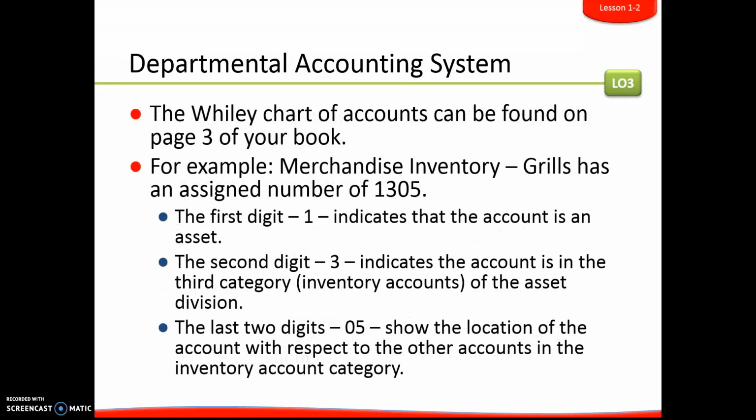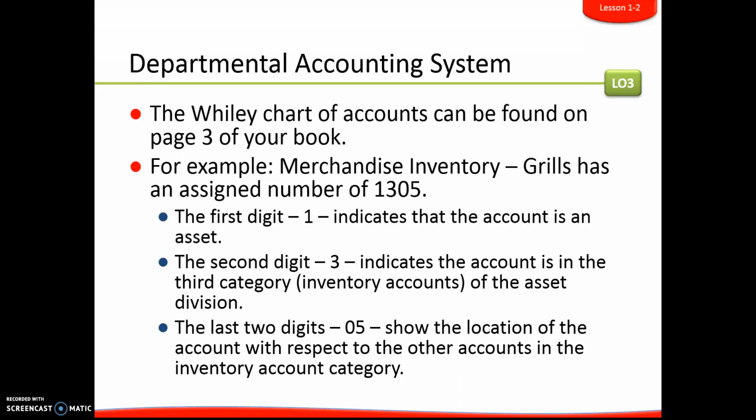So there isn't exactly a copy of all of the chart of accounts for Wiley here, but if you look at page 3 of your book, you'll see it there. And they just want to review the account numbering system with you real quick. So here's an example. Instead of having just one merchandise inventory account, we have merchandise inventory for grills, and then we have a merchandise inventory for furniture.